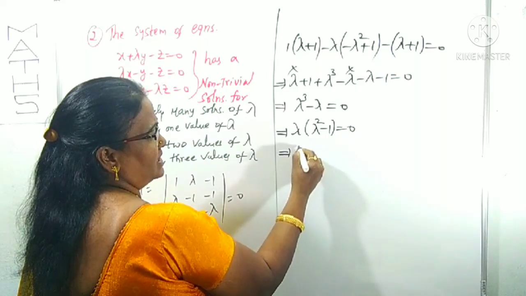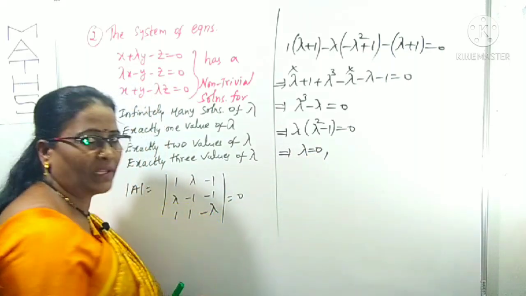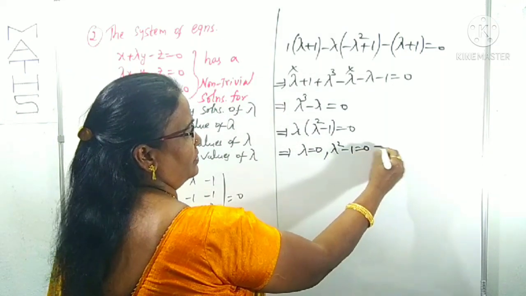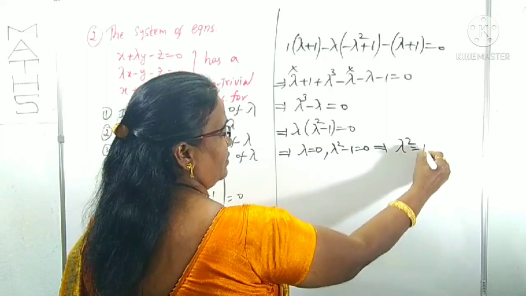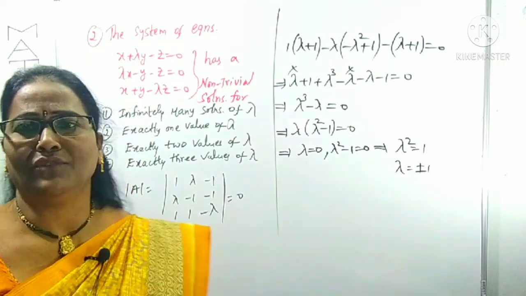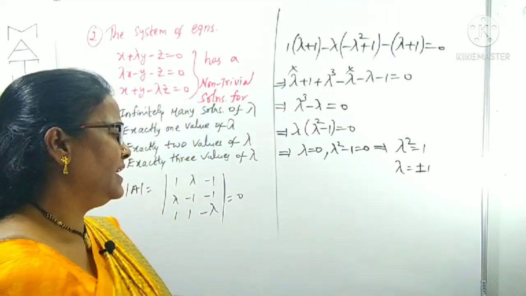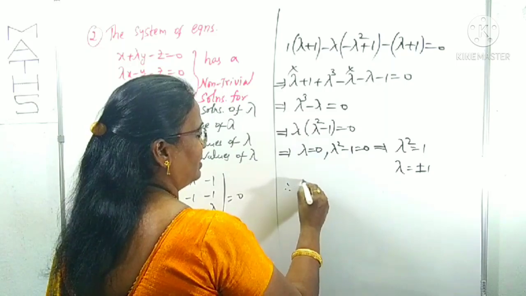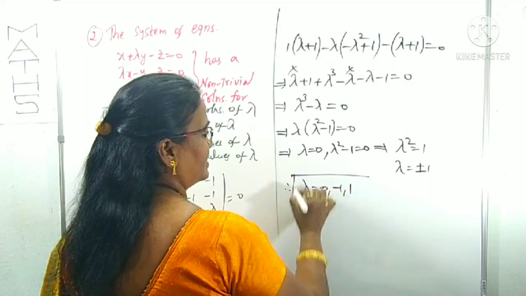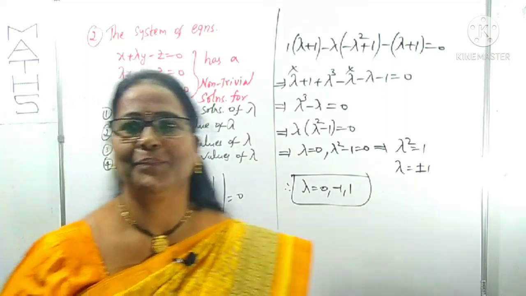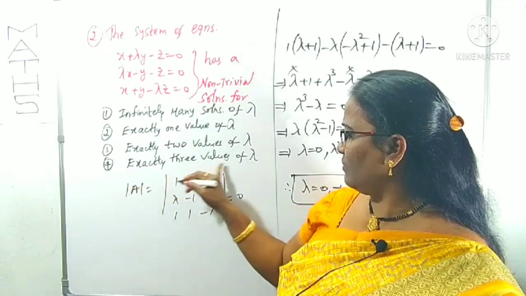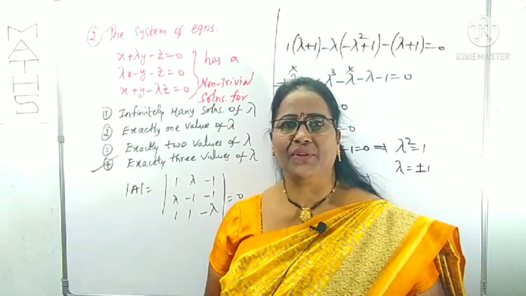We got two factors here. One is lambda is 0. What is the other factor? Lambda square minus 1 equals 0. From this we can write lambda square is 1. Lambda equals plus or minus 1. Root 1 we can take as plus or minus 1. Therefore, how many values of lambda we got? Lambda 0, 1 value, minus 1 value, plus 1 value. How many values are there? Exactly, there are 3 values of lambda. Therefore, which is the correct one? Exactly 3 values of lambda. It is clearly the fourth option.